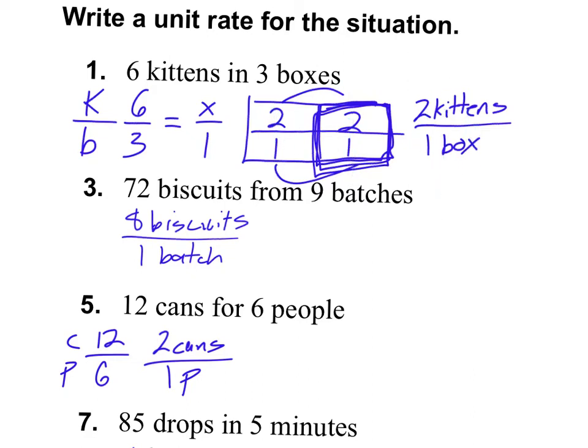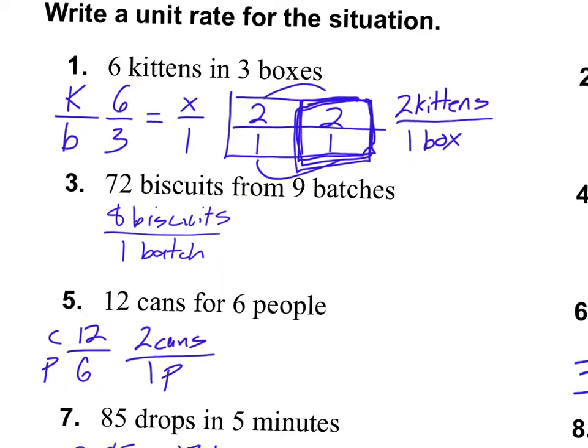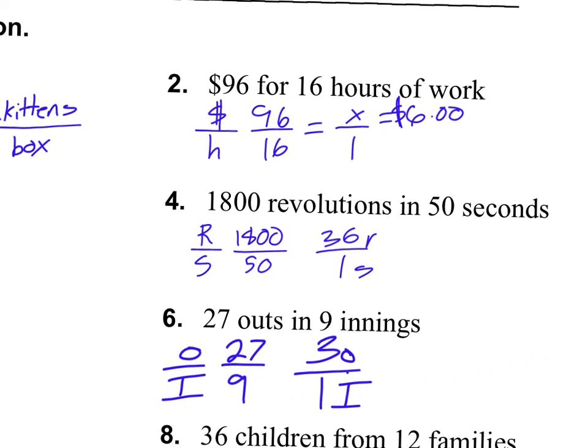Now, you can make this a little bit faster by just knowing that you're just dividing here. So you're really just taking 96 divided by 16. I get $6 per 1 hour.